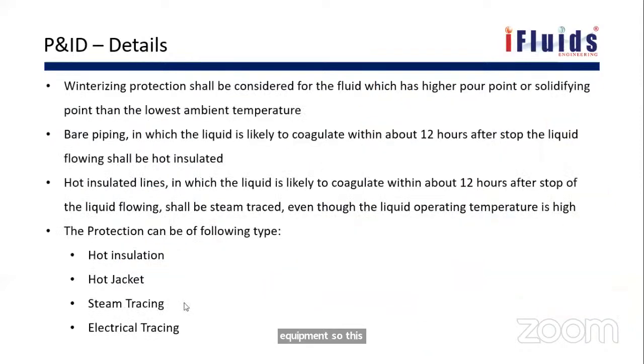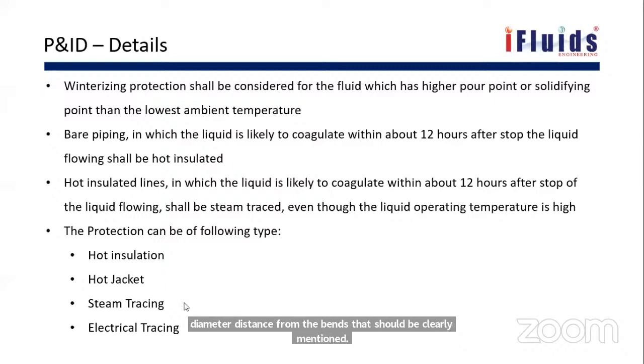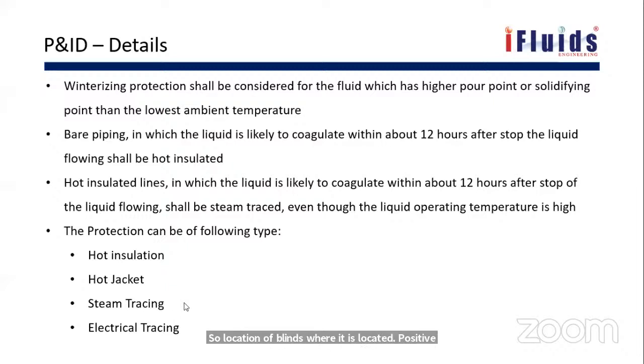Spacing of instruments. If there is any bend immediately before an instrument, that should be avoided, as that may affect the instrument performance. So that should be mentioned. You should leave 5D, 10D, that is, 10 times diameter, 5 times diameter distance from the bends. That should be clearly mentioned. Also the location of blinds, positive isolation requirements, vent and drain points. Everything should be clearly mentioned in the P&IDs.